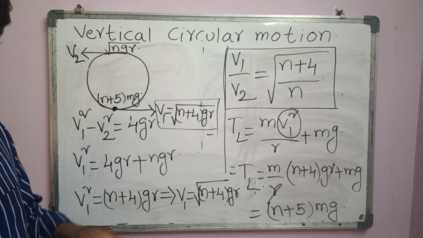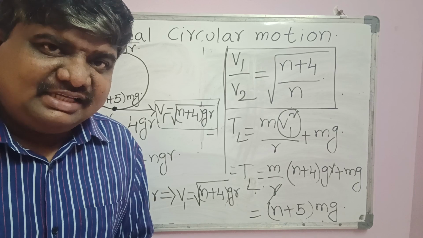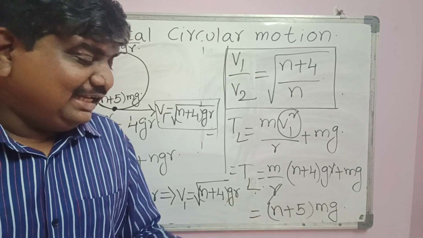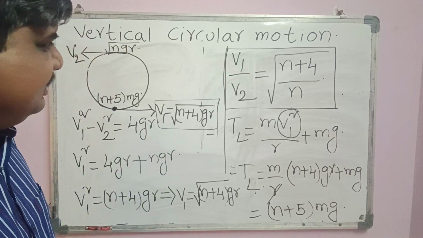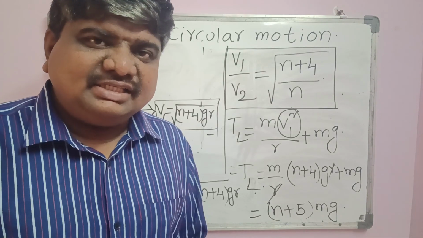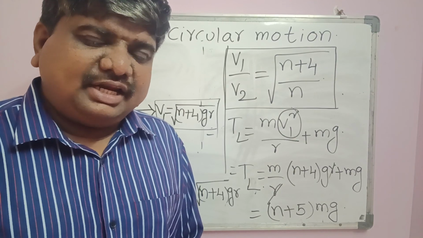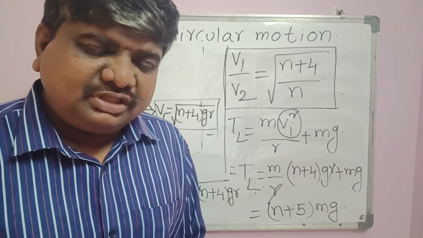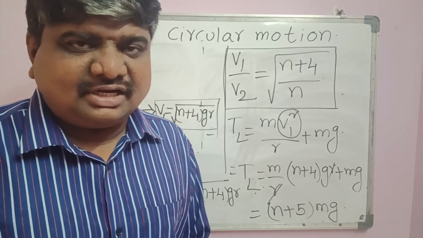Whereas tension at highest position, mv2 square by r minus mg, you will get n minus 1 of mg. So the ratio of the tensional forces is n plus 5 by n minus 1. In such a way, you can find out the ratio of the velocities and tensional forces during the vertical circular motion.